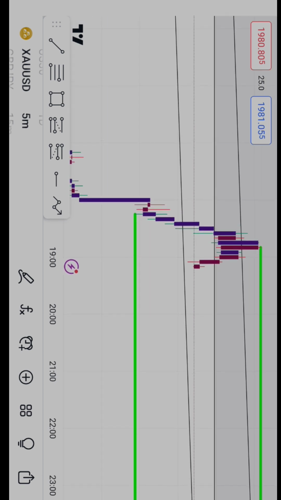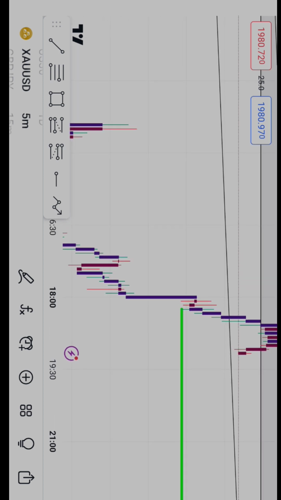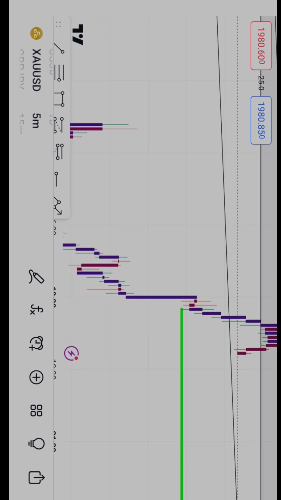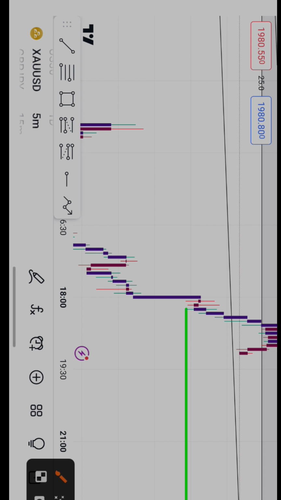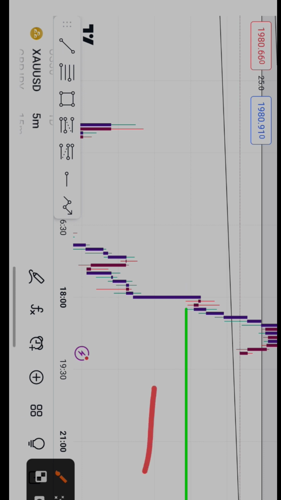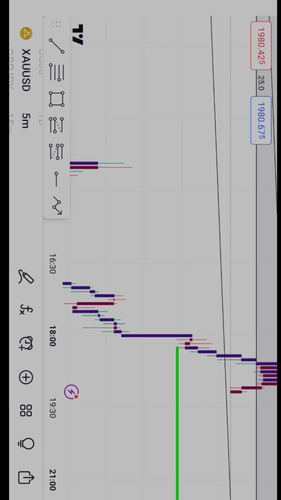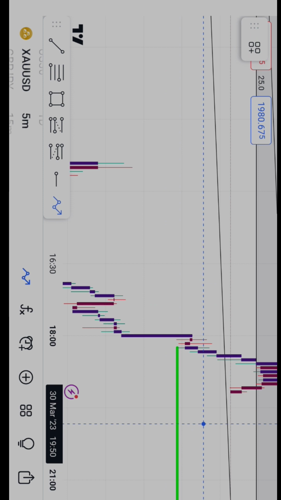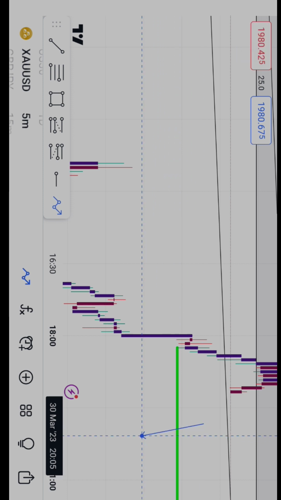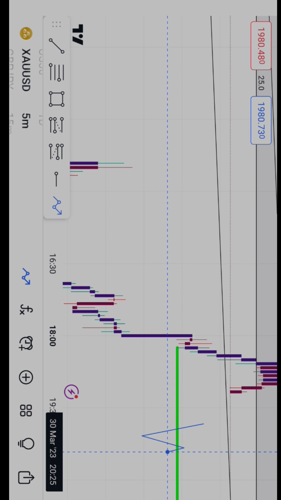So for me to enter my sells, I will wait for price to break this level over here. And then once price breaks that level there, I'll wait for the same thing to happen, whereby price comes here, comes back into the zone, maybe plays around in that zone.